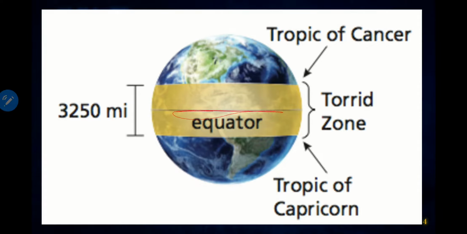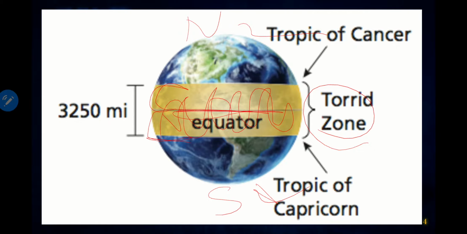So, this is the equator line. From equator to Tropic of Cancer in the northern hemisphere, and from equator to Tropic of Capricorn in the southern hemisphere. This highlighted area is called torrid zone.